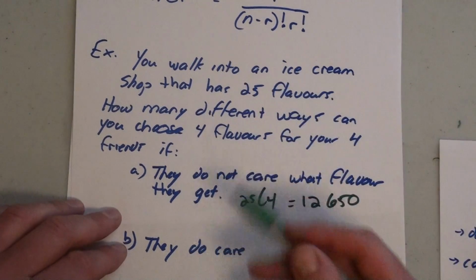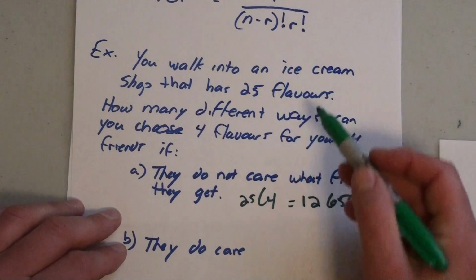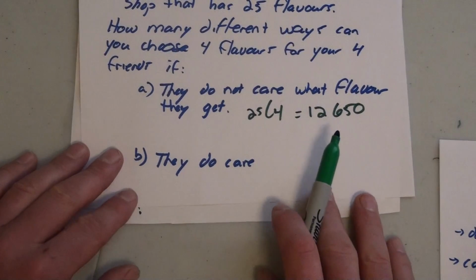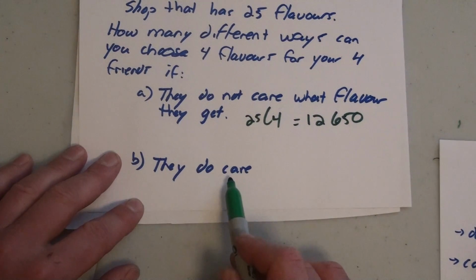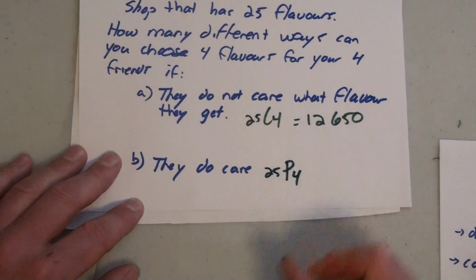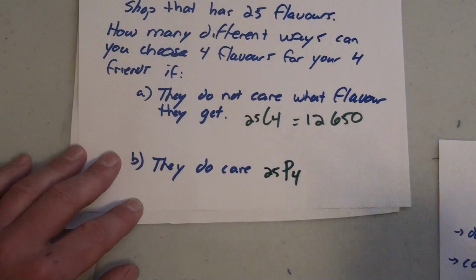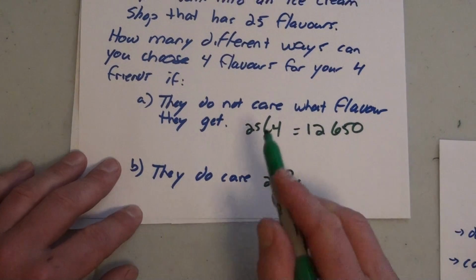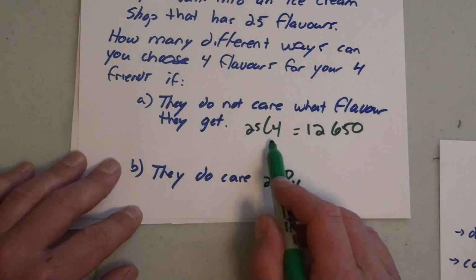If you're using all 25 flavors and you want to do the number of orders, then it'd be just 25 factorial. But here I'm not using them all, and the order does not matter. If they do care what order it comes out in, then it'd be 25 P 4. If they do care, the first person gets this one, the second person gets a different flavor. But if the order does not matter, then it's 25 choose 4.